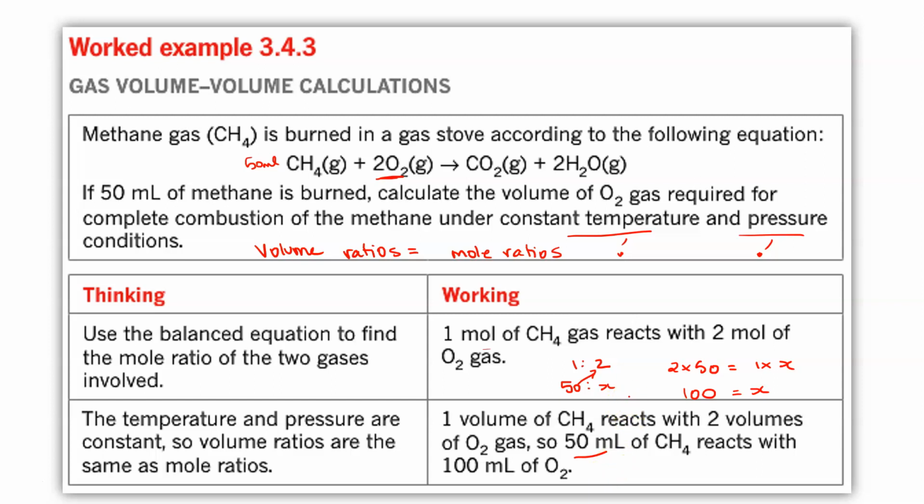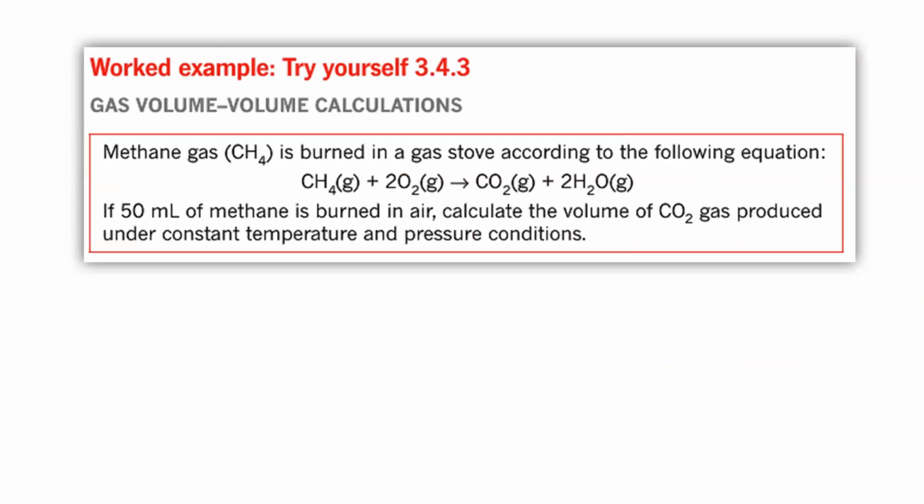This one seems a little unusual at first, but it really is as simple as it seems. Don't try and overcomplicate these questions. So here's one for you to pause the video and have a go at yourself to see if you have worked out this answer. Okay, now it's asking us, you've got 50 ml of methane being burned in air, calculate the volume of CO2. So not O2 this time, CO2. Come back and see the answer.